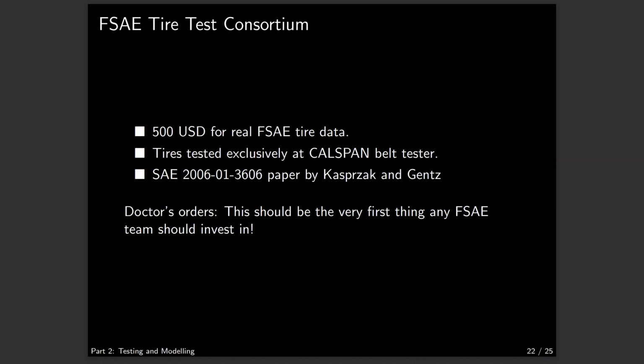For reference, one set of GT3 tires costs about $2,500, and proper testing requires something about 6 sets. So to get this kind of data for cheap is truly a blessing. Doctor's orders, this should be the very first thing that any FSAE team should invest in.